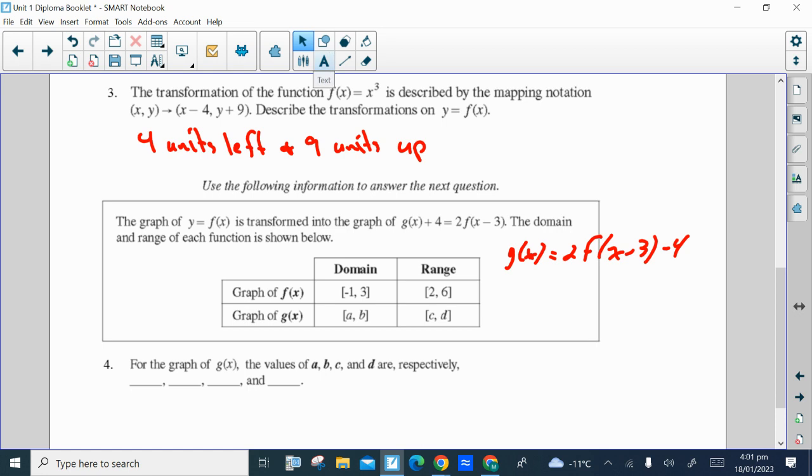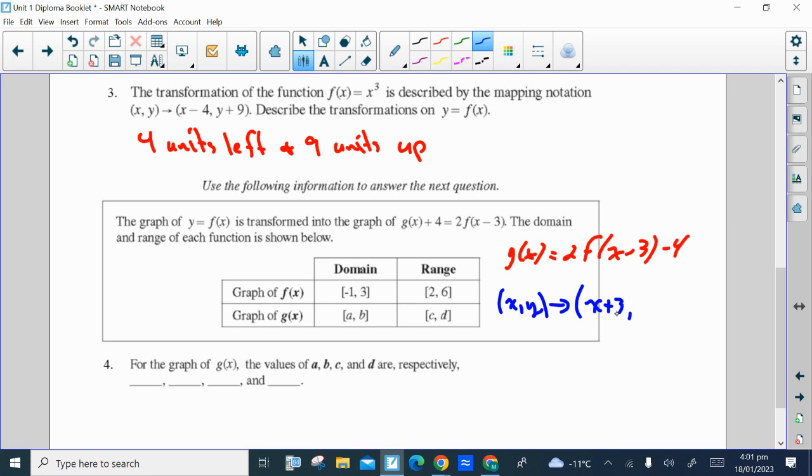It might be helpful to write a mapping notation for this. So the only thing that's going to affect the x is the x minus 3. That means that h is positive 3, so the graph will go 3 to the right, or you're going to add 3 to all the x values. For the y values, you're going to multiply them by 2 and then subtract 4.